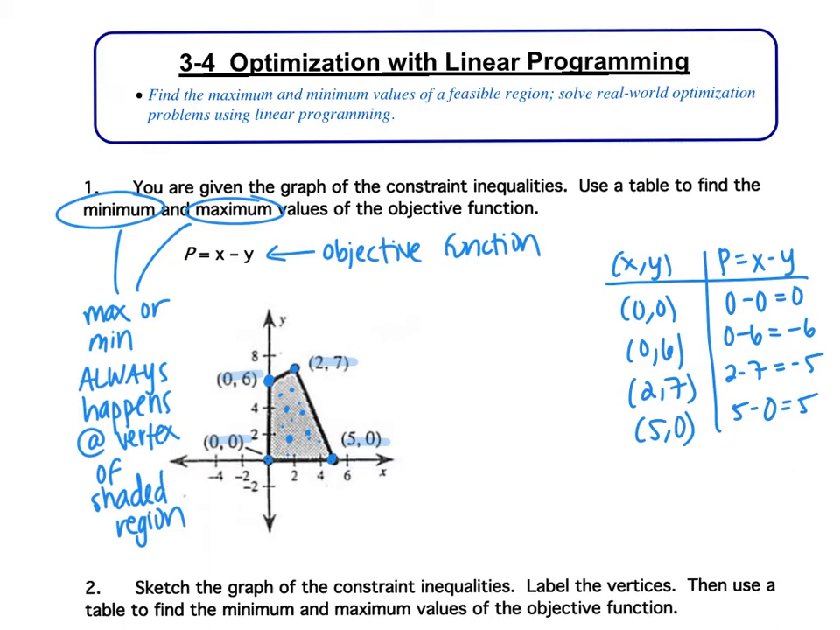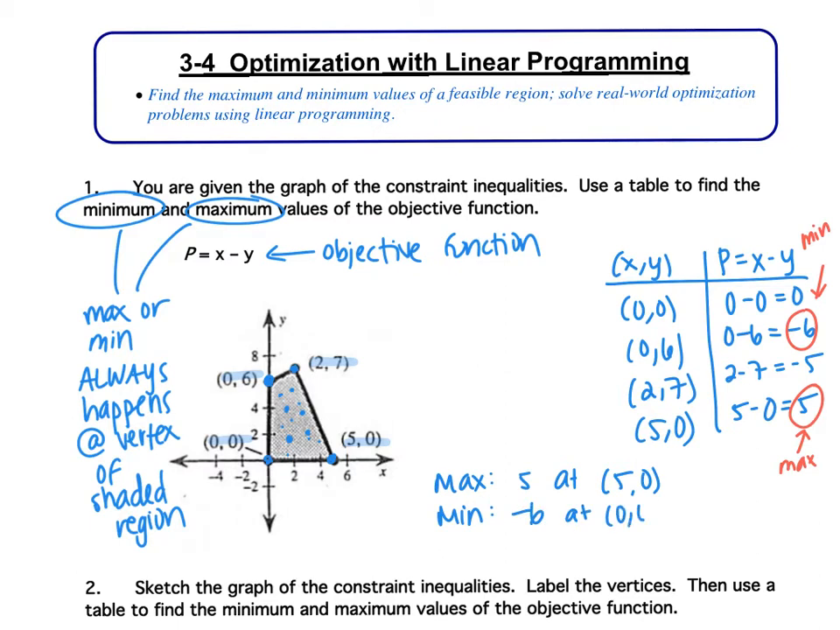So again, we need to think about what we are asked to find. We're asked to find the max and the min. So largest number that we see is 5, that'll be the max. Smallest number is negative 6, that'll be the minimum. Then here's how we want to write our answer. We will say that the maximum is 5 at the point (5, 0). We say that the minimum is negative 6 at the point (0, 6). So this is our answer.